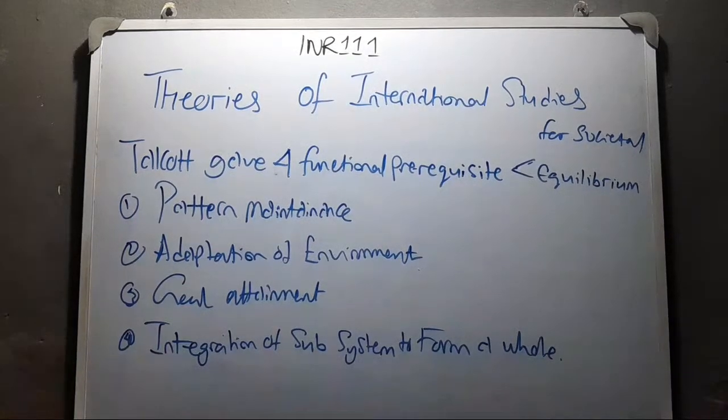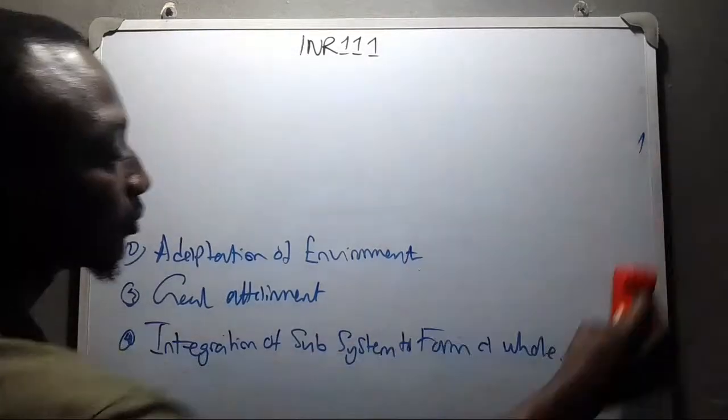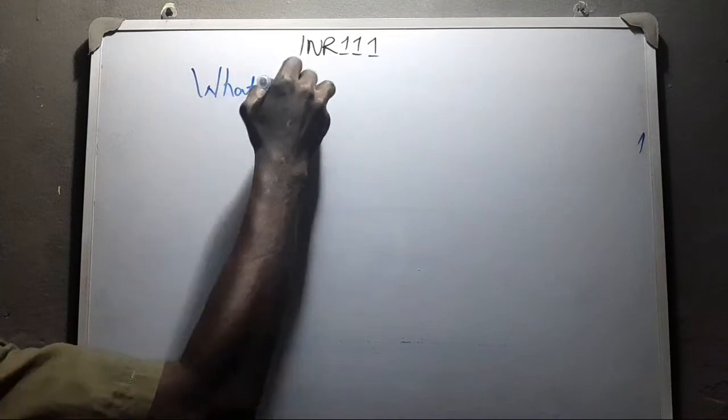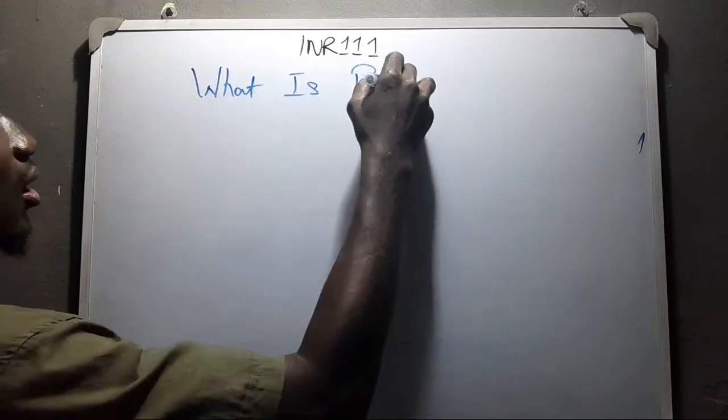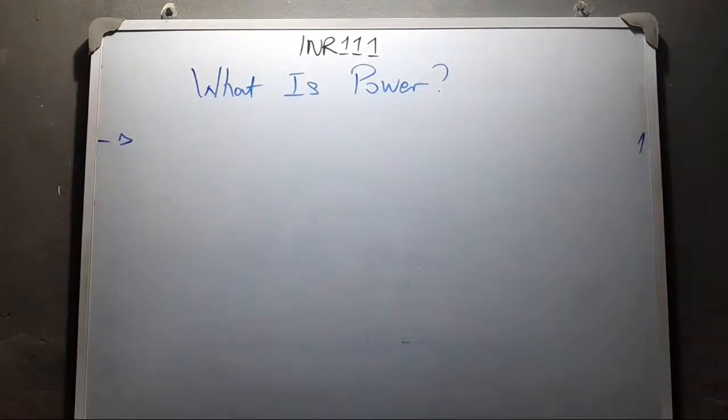Now, straight ahead, let's talk about power. What is power? So we're going to be dissecting the meaning of power. We are going to be considering a lot of contributions and suggestions from people, but on a quick one, power may be simply defined as the capacity to produce intended effect.